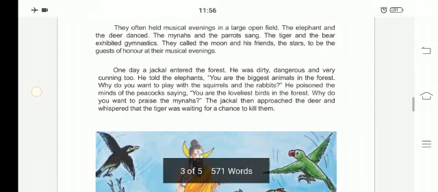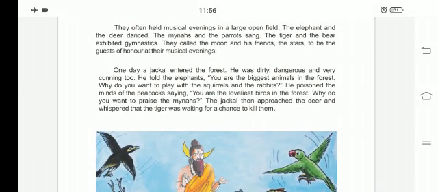One day a jackal entered the forest. He was dirty, dangerous, and very cunning too. He told the elephants, elephants, you are the biggest animals in the forest. Why do you want to play with the squirrels and the rabbits? He poisoned the minds of the peacocks, saying, you are the loveliest birds in the forest.